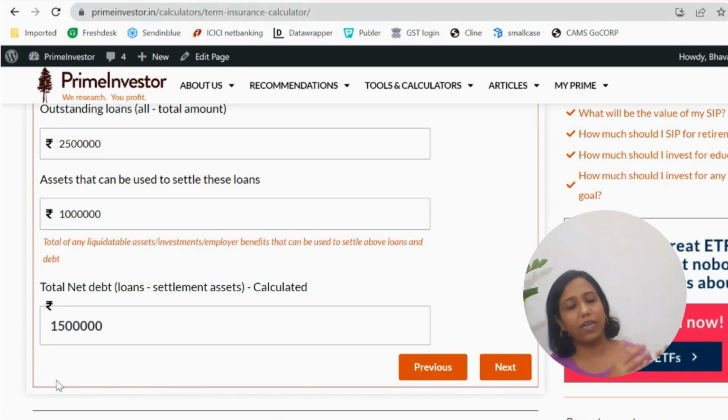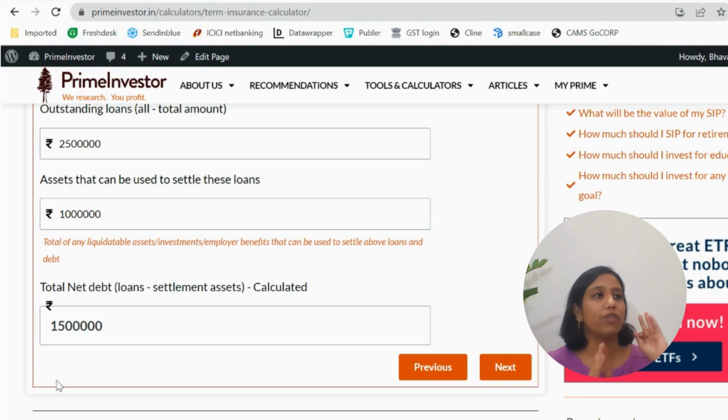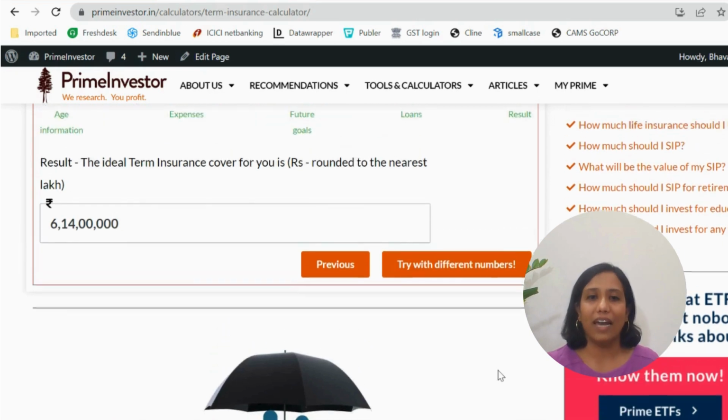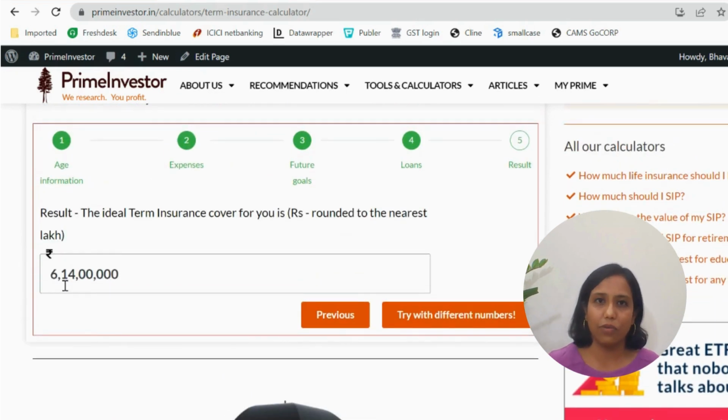So in step one, we calculated how much of the expense contribution needs to be met. Step two, we saw how much of goal contribution needs to be met. And step three, we are seeing how much of liability or obligation contribution needs to be met. So these are all the financial aspects of your income that your insurance needs to cover. Okay, when you put all these three together is when you get the total insurance cover that you need in order to leave your family comfortable if anything happens to you. So that amount is actually 6 crore here.